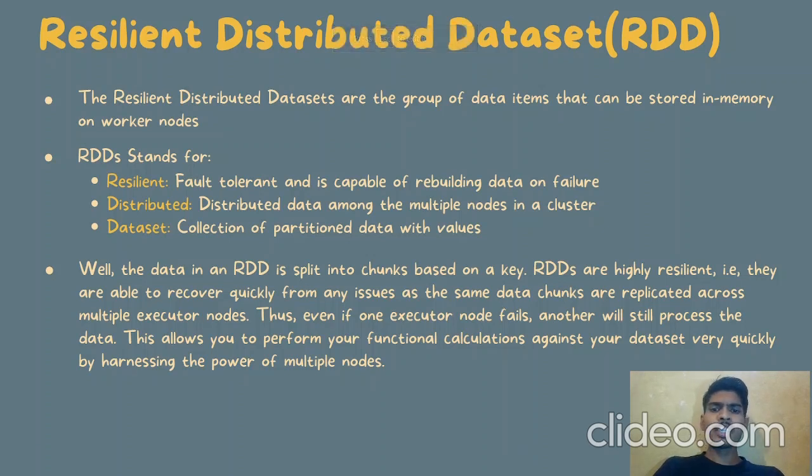Data in the RDD is split into chunks based on a key. They are highly resilient, meaning they can recover quickly if there is an issue. The same data chunks are replicated across multiple executor nodes, meaning the same data is there on different nodes. Even if one executor node fails, another will still process the data and will output the data after some calculations.